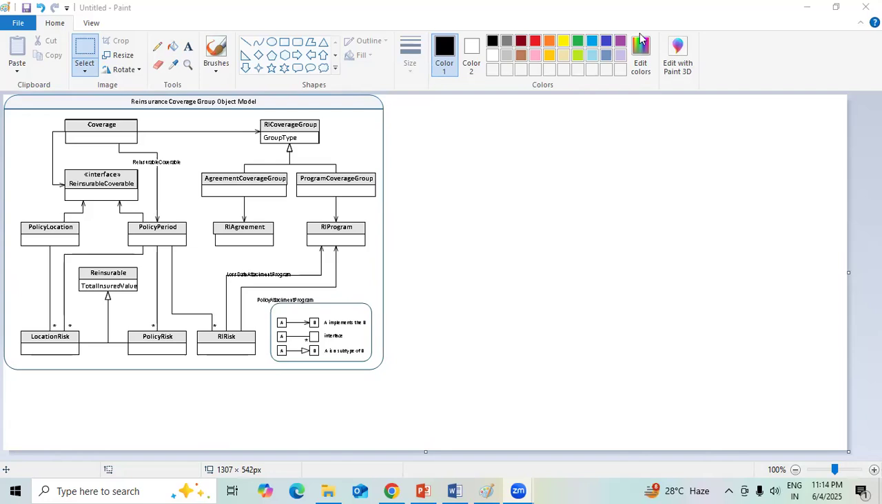So being a business analyst, when we are focusing on the configuration side, this is something we must be good and familiar with. It is not only for the BA; this configuration knowledge is also required for the development team, because of how the reinsurance coverage group object models can be designed and how this can be configured. It is useful for the development team as well.